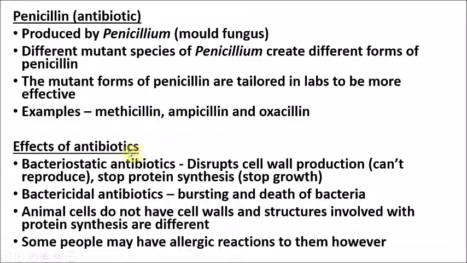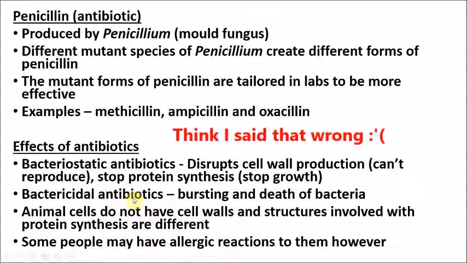So the effects of them. There are different types of antibiotics. Bacteriostatic antibiotics are the ones that disrupt the cell wall production, so the bacteria can't reproduce and it stops them from undergoing protein synthesis. So basically, they can't reproduce, they can't grow. Bacteriostatic antibiotics stop growth and reproduction. Bactericidal antibiotics cause the bursting and death of bacteria. So there's two different types there.